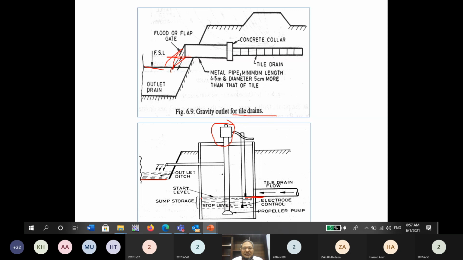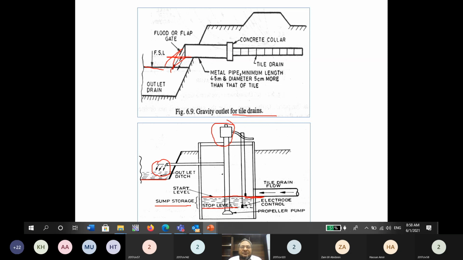And this is the start level of the pump. When the water level reaches here, the pump will automatically start and lift the water, and it will be discharged through here. This is the discharging point into the surface drain. And when the water level reaches this level, the pump automatically stops unless more water comes from the tile drain. This difference in level is called sump storage.